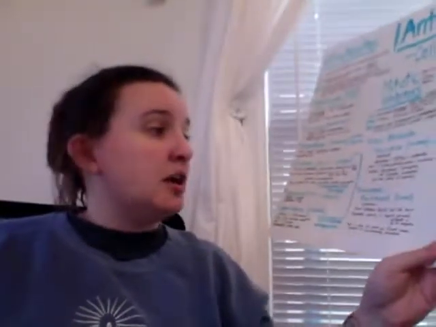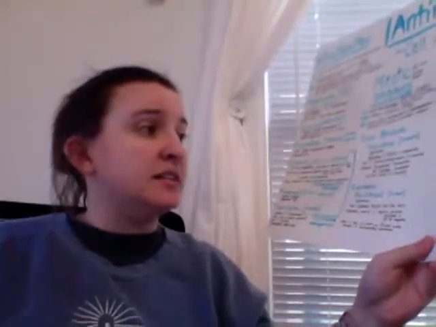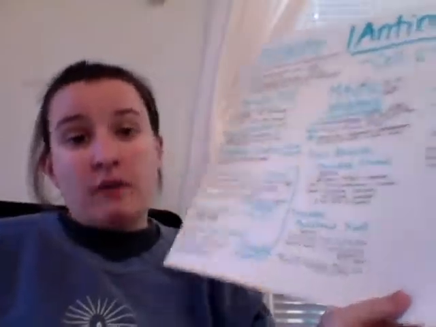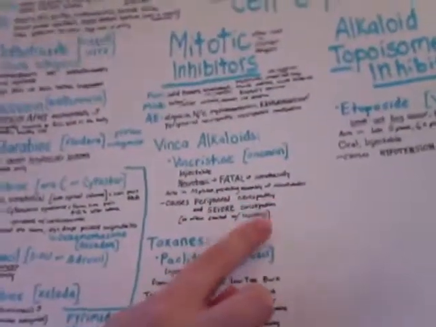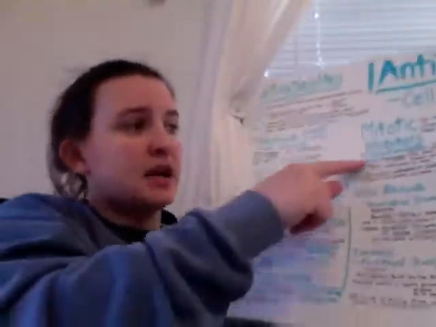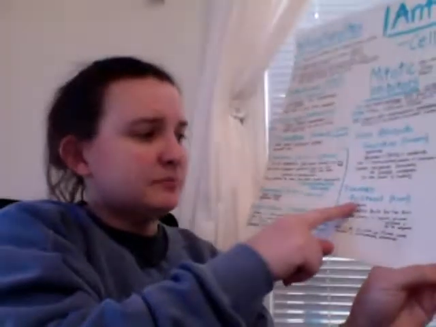That sounds good. This drug, the vinca alkaloids, can cause peripheral neuropathy and severe constipation. So they are often started with laxatives. Severe. Don't want severe constipation. I do not. The next drug in mitotic inhibitors is taxanes.